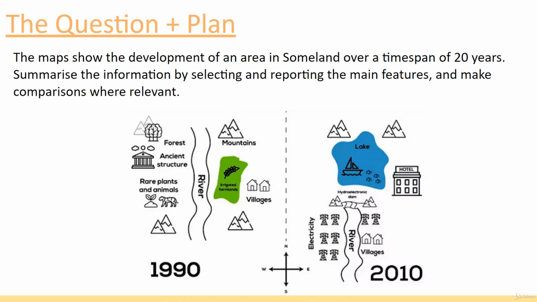And of course, then you'll write your plan. So first, read the question. Second, take a look at the visual information. Third, write your plan. So let's just take another look at this map.